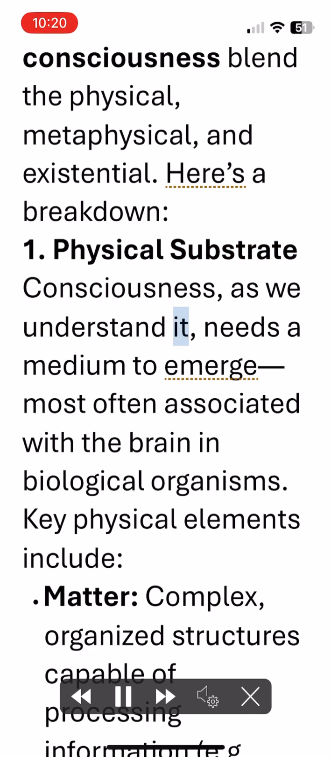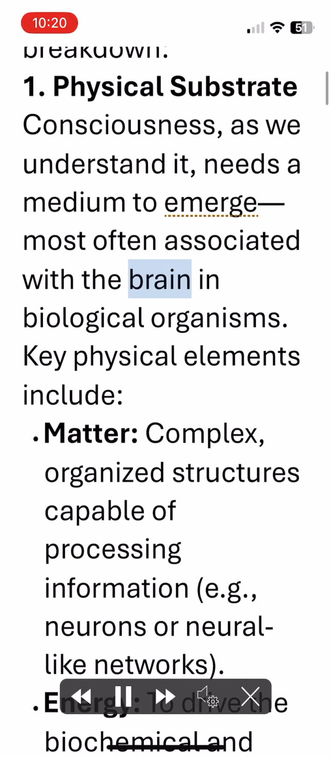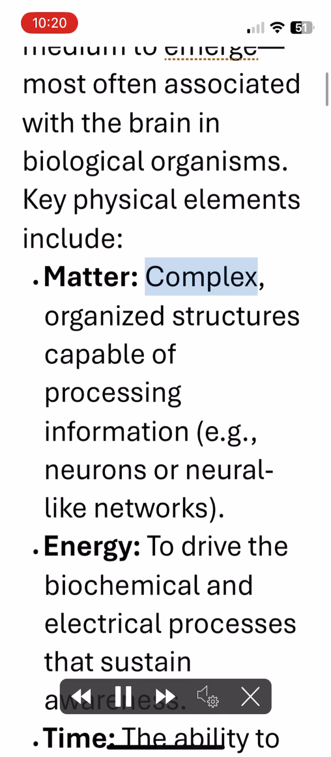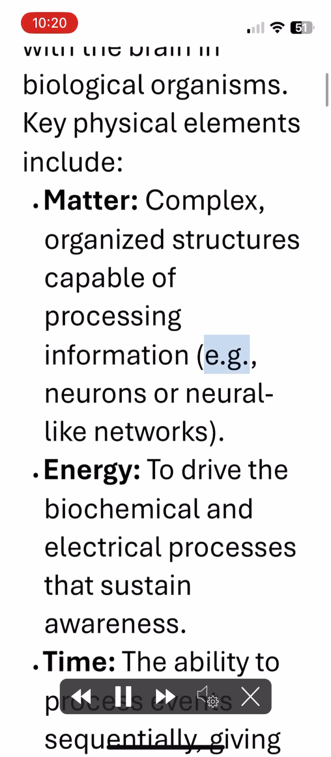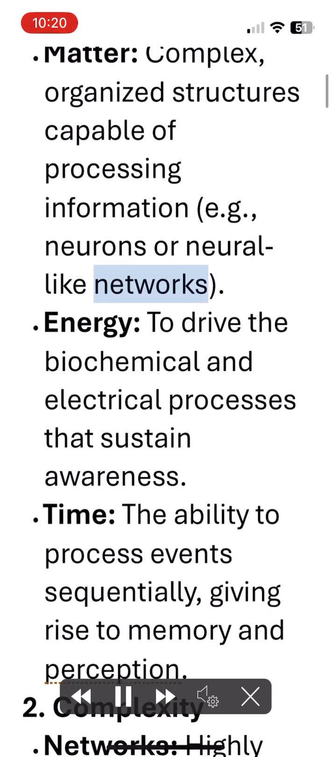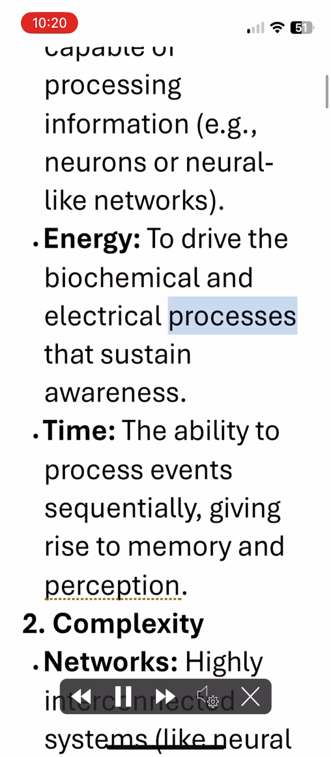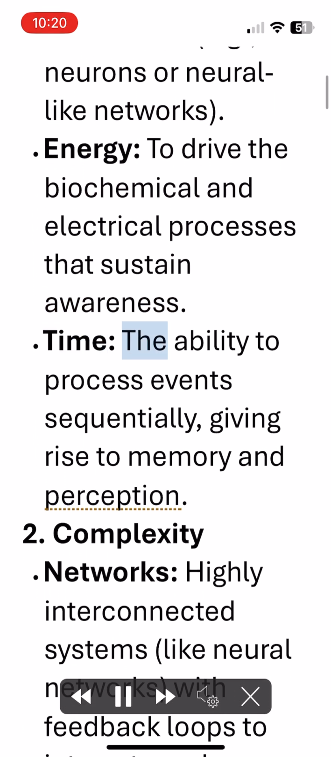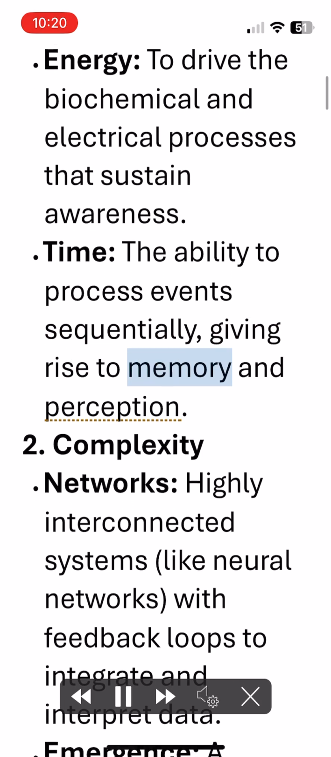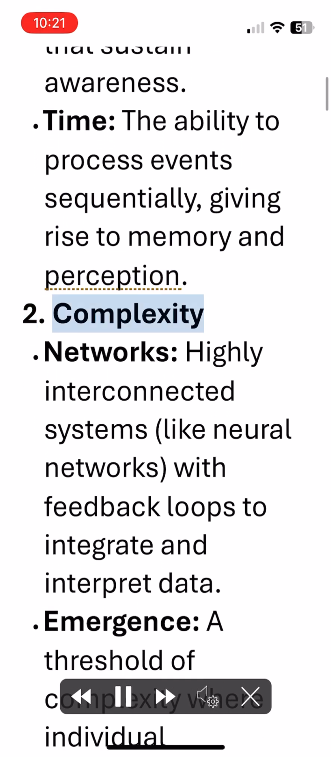Consciousness, as we understand it, needs a medium to emerge, most often associated with the brain in biological organisms. Key physical elements include matter: complex, organized structures capable of processing information, e.g., neurons or neural-like networks. Energy, to drive the biochemical and electrical processes that sustain awareness. Time, the ability to process events sequentially, giving rise to memory and perception. 2. Complexity.